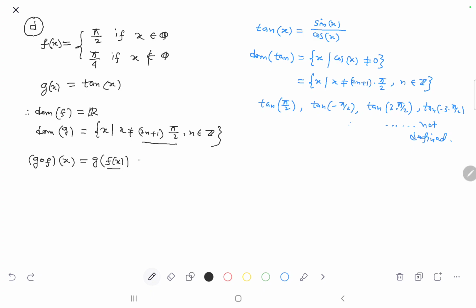So we have two situations here: g of pi by 2 if x is rational, g of pi by 4 if x is not rational. Now here, we cannot put pi by 2 into the function g, so this is not allowed. So you cannot take a rational number in the domain of g composition of f. You can take only the irrational numbers.